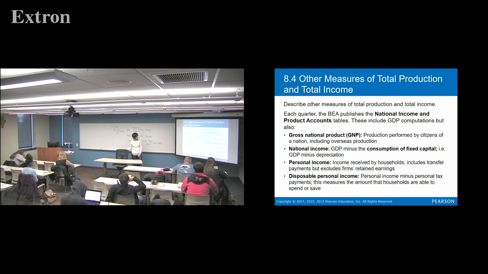And then disposable personal income. Personal income minus personal tax payments. Well, disposable means what I actually had to spend. And we all know that we do not get to keep our gross wages, right? We subtract out our taxes. So if I make $500 a week and $100 comes out for taxes, how much do I have to spend each week? I only have $400 to spend, right? That's my disposable income, not my gross income.